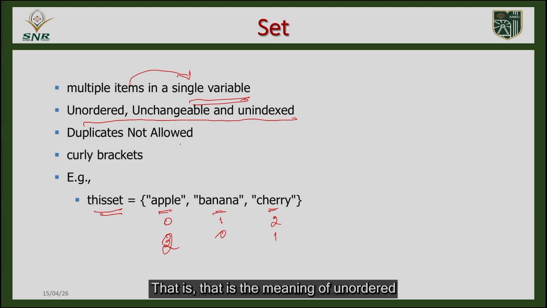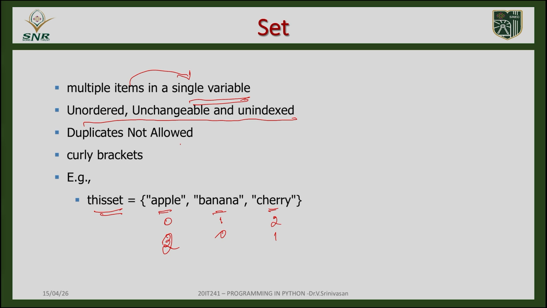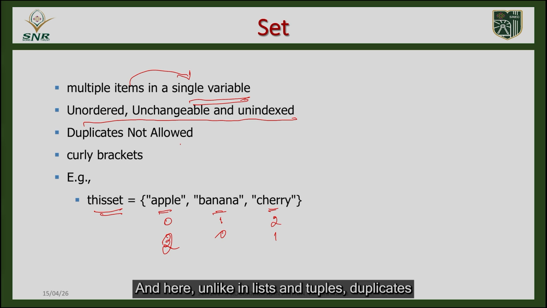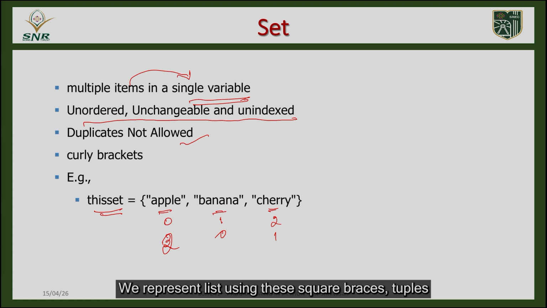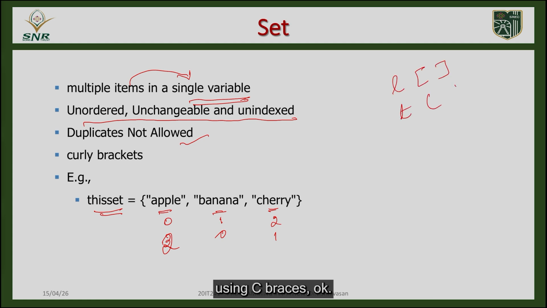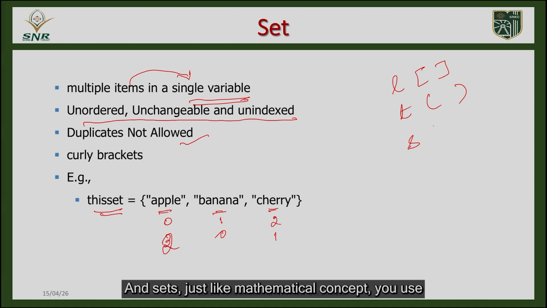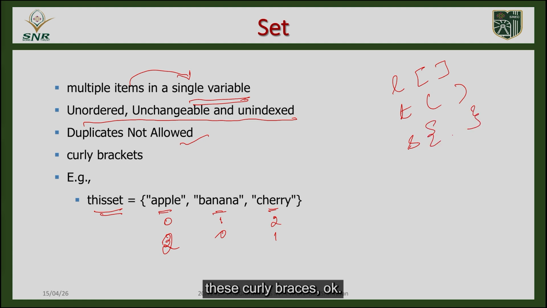This is possible. That is the meaning of unordered or unindexed. They don't have a fixed index position. And here, unlike in lists and tuples, duplicates are not allowed. How do we represent a list? We represent a list using square braces, tuples using round braces, and sets, just like the mathematical concept, use curly braces.